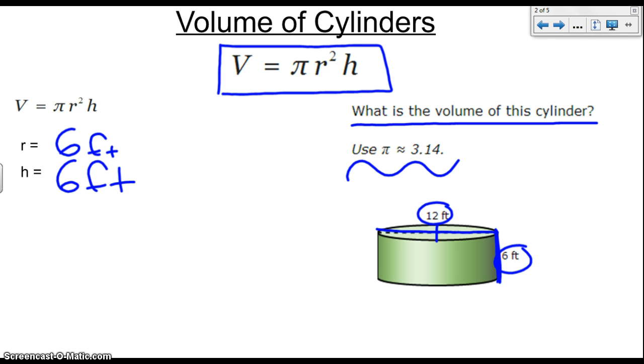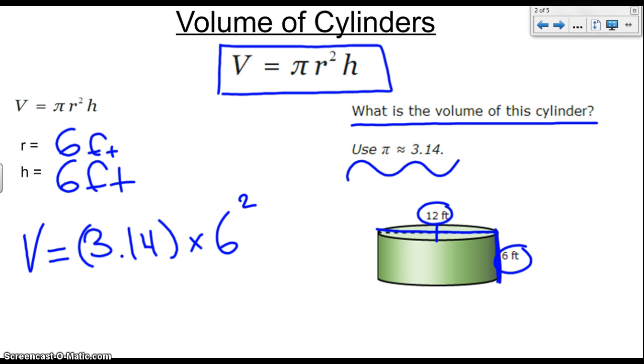And now that we found everything, and we know we're going to use 3.14 for pi, we just rewrite our new equation. So we have volume equals, and for pi, we're going to write 3.14. For our radius, we're going to write 6. Don't forget to put in parentheses, very good. And remember, it's going to be 6 squared, right, because it's r squared. And then times our new height, which is also 6.